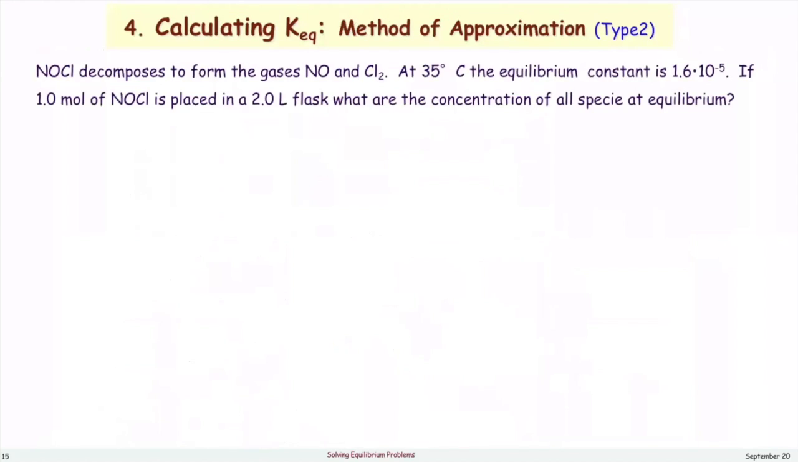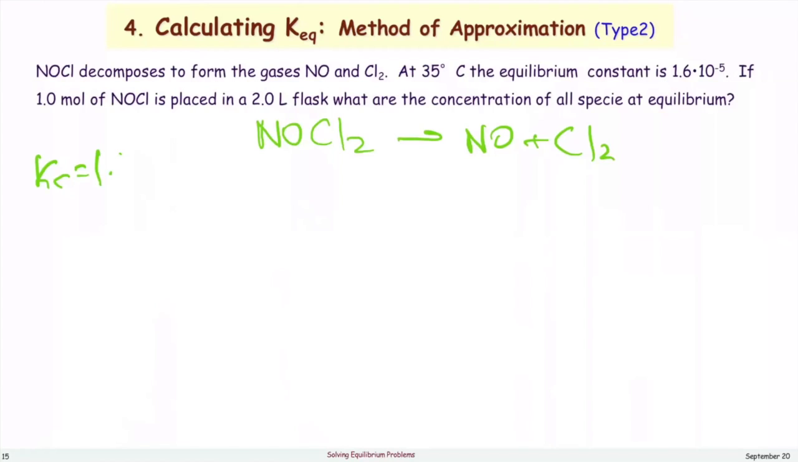Let's consider this problem right here. NOCl decomposes to NO and Cl2. So that's an easy equation. At equilibrium, right away you see that the equilibrium constant is small. You know it's small because that's a -5.